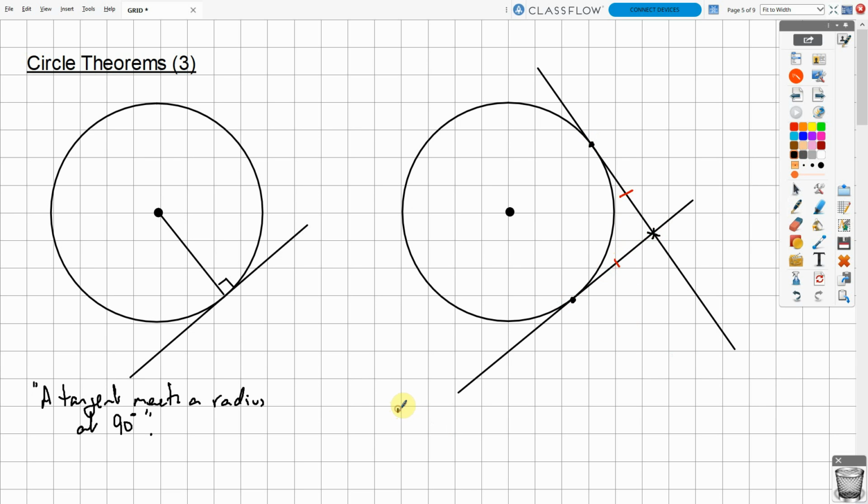The proper language that you need is that tangents from a point to a circle are equal in length.